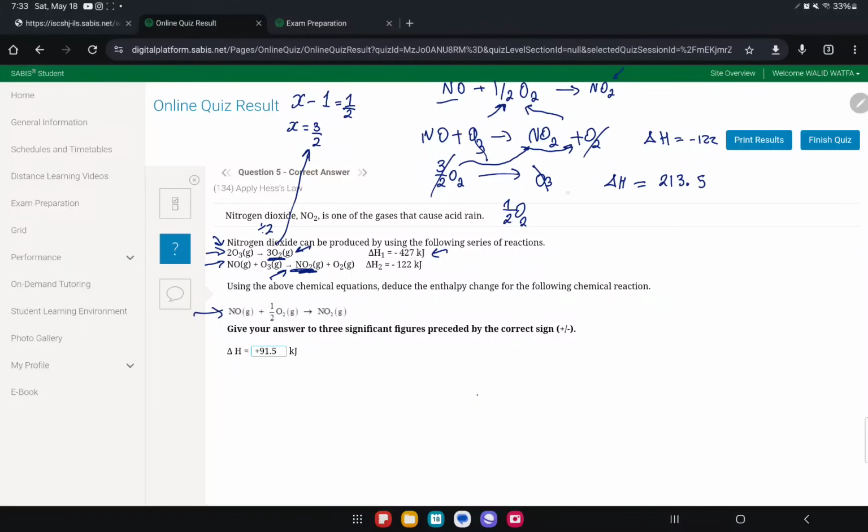Take that down. We're done with this and this. Then just take the NO down. There's nothing to cancel with it. So NO plus half O2. Draw the arrow. Also, there's nothing to cancel with NO2, so you just take it down. And then check, is this the same as your wanted one? Yes, it is. Now what do I do? I just add them up. Delta H equals, I add these two up, I get positive 91.5.